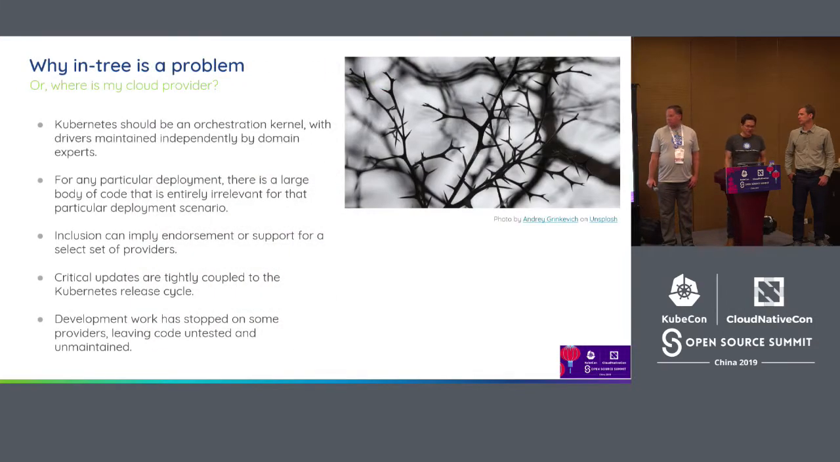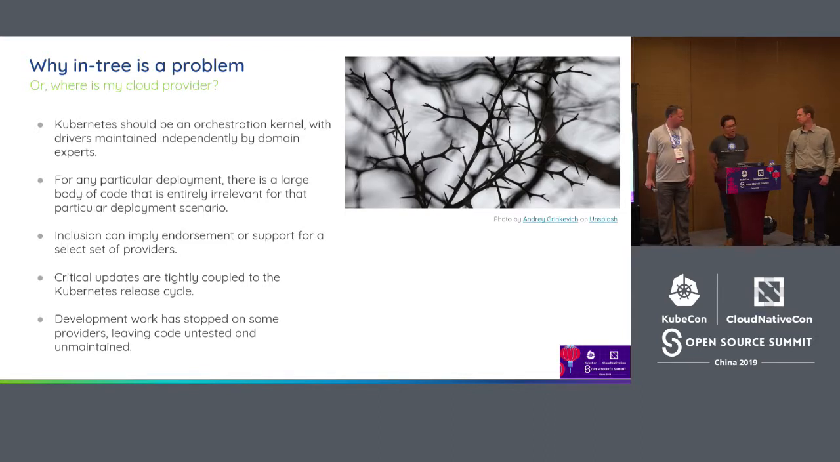What were the issues? Well, really Kubernetes should be an orchestration layer, managing only the standardized parts, not the thorny aspects that are unique to any particular deployment pattern. People also came to the conclusion that inclusion of these things could constitute an endorsement of a particular platform. The Kubernetes project doesn't want to be a kingmaker coming up with the specific list of what's authorized and not.